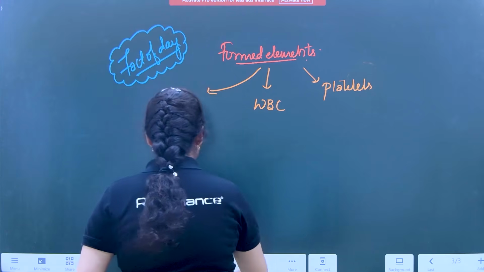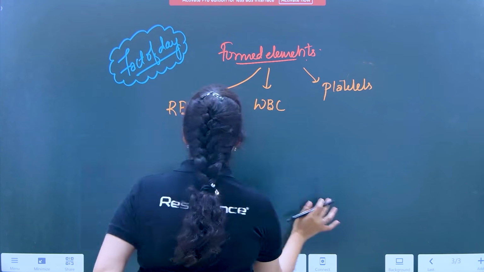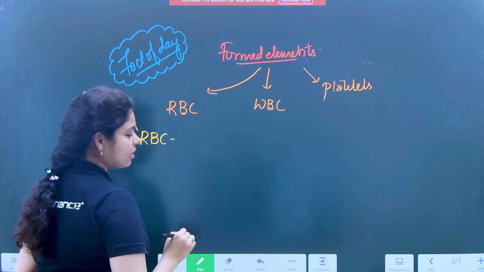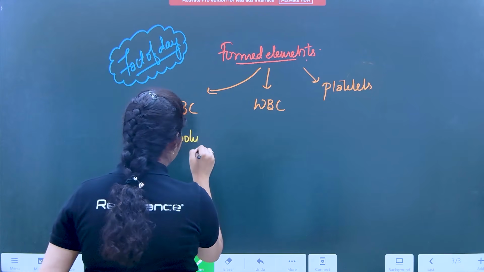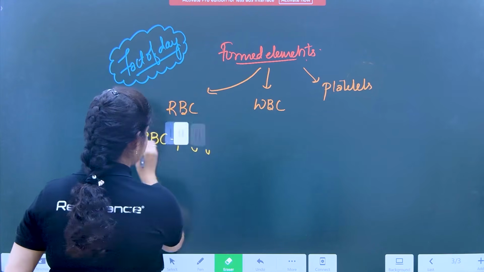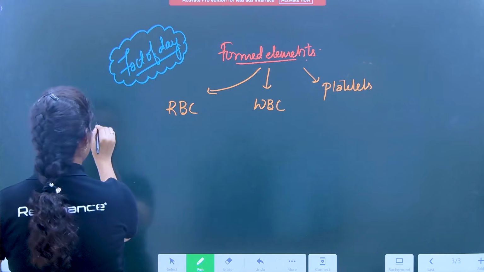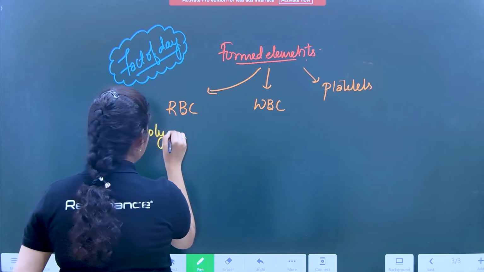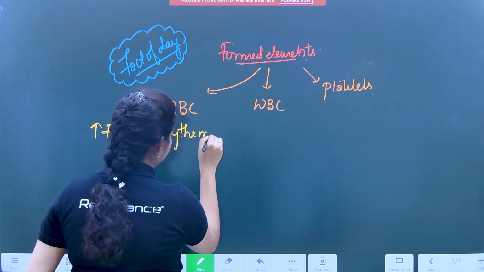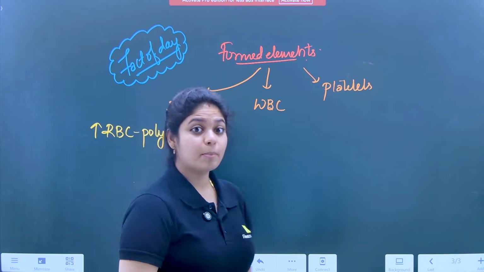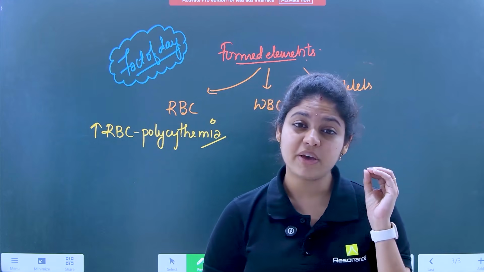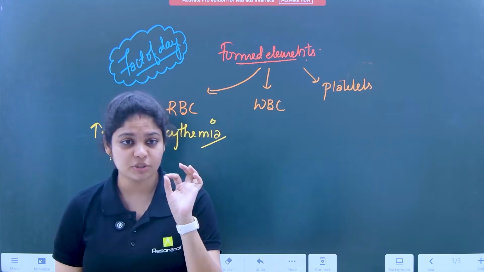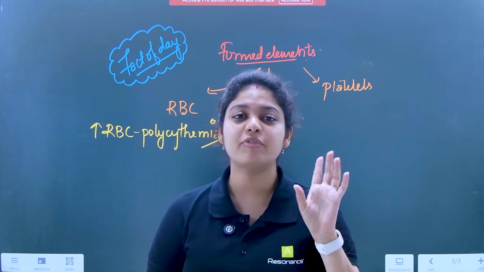So in RBC, if there is increase of RBC, the condition is called polycythemia. You have become doctors now, so you should know these terms. Polycythemia. Your blood will become very thick. If the RBC count increases in your blood, then your blood will become very thick. It should be having only 5 to 5.5 million count.